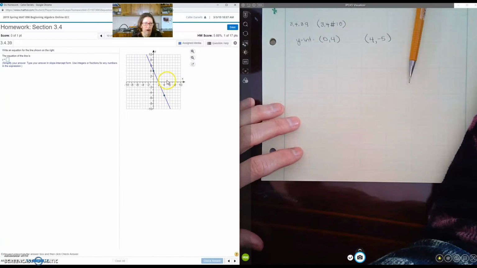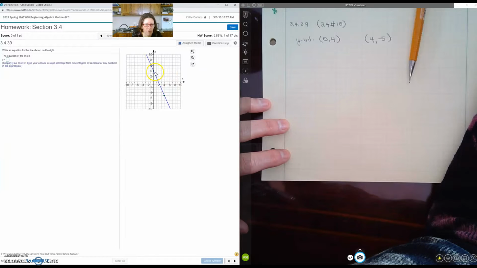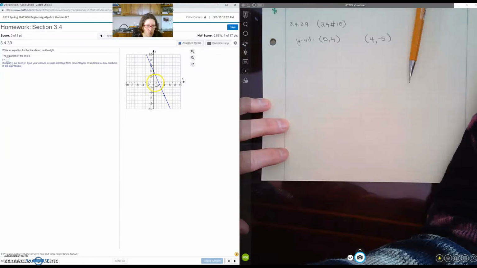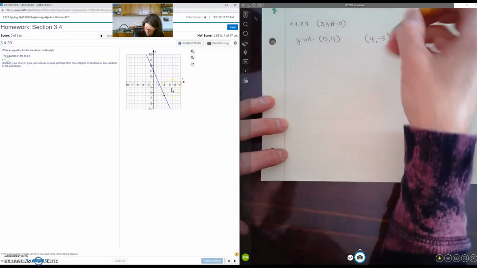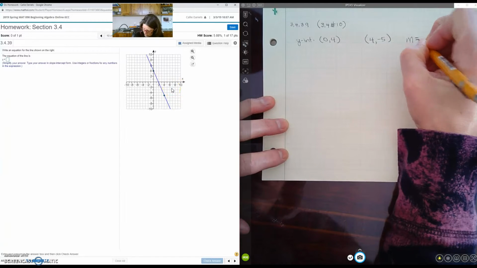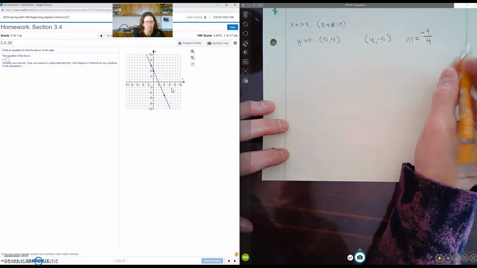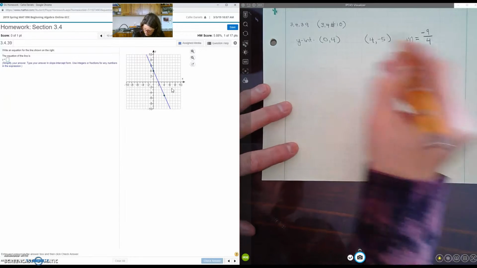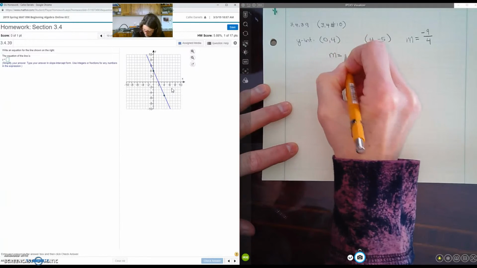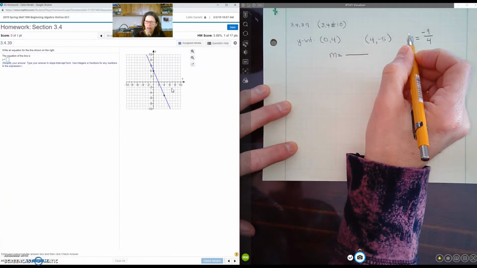Now I'm just going to look at the graph and count the slope. From 0, 4, that's going to be down 1, 2, 3, 4, 5, 6, 7, 8, 9. So down 9 and run 4. And that tells me that the slope is -9/4.